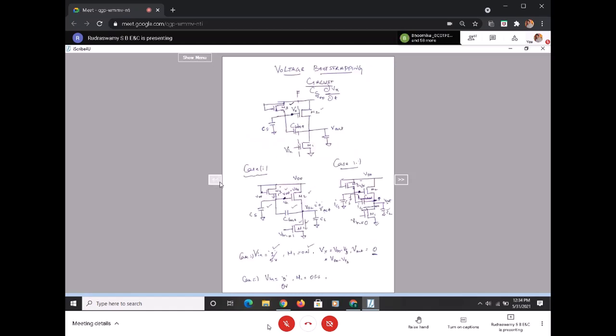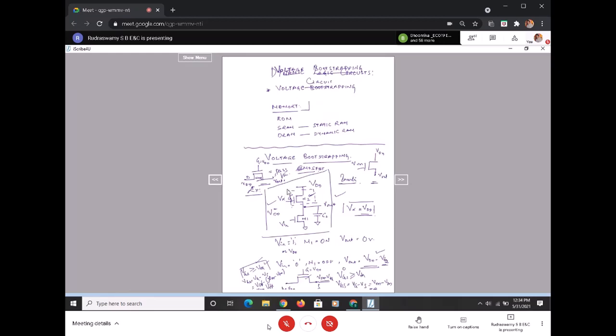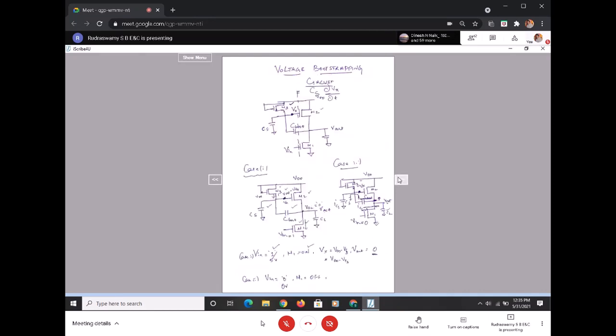If I just go here, in this case, instead of VDD, if I applied VDD plus VTN, my Vout would have been at what potential? Greater than VDD minus VTN means it will be VDD. Is that clear? So I'm just trying to add that. That's what this voltage bootstrapping is doing.